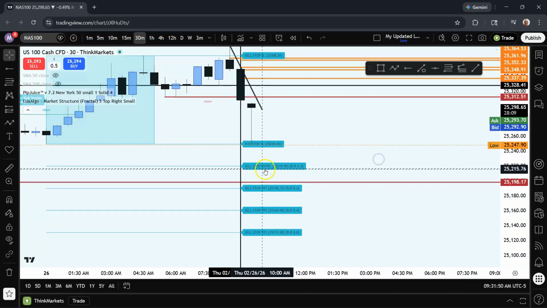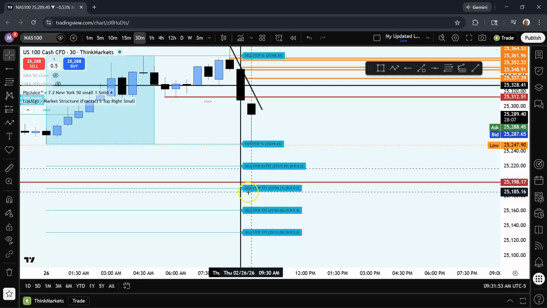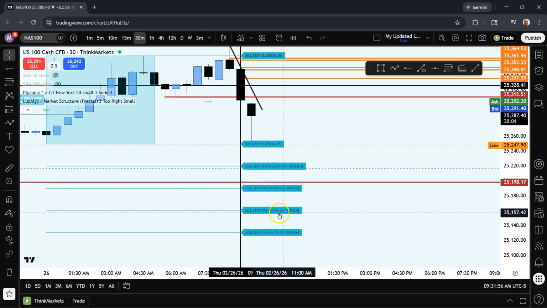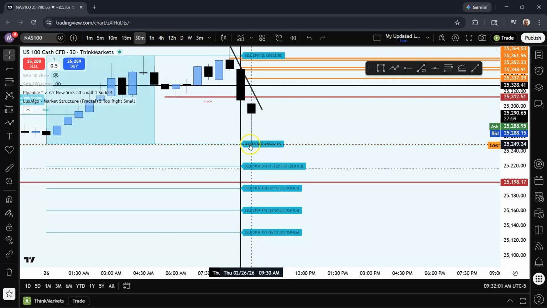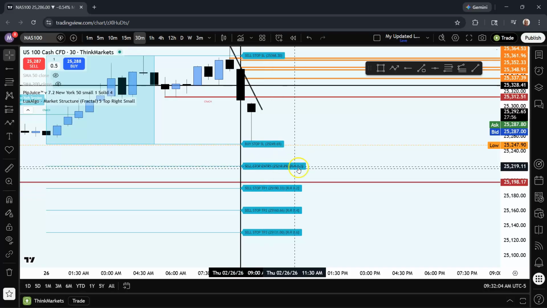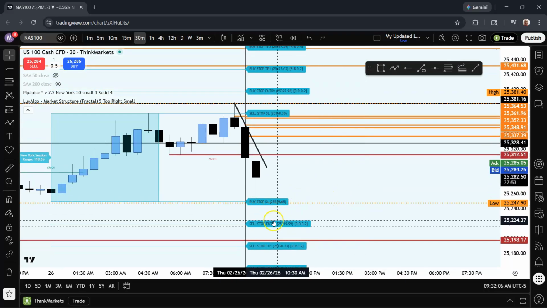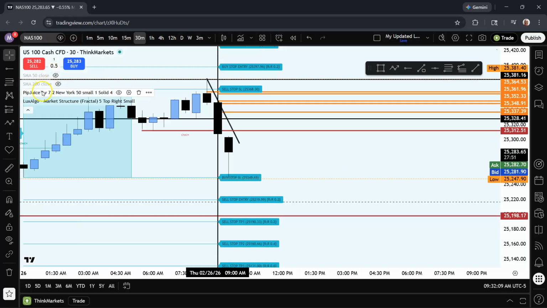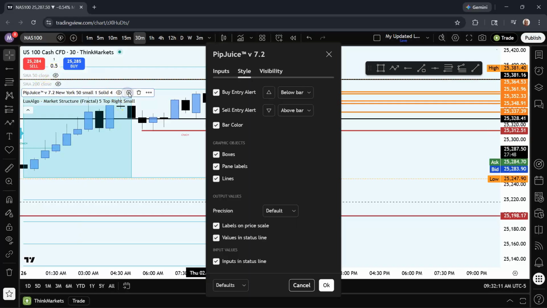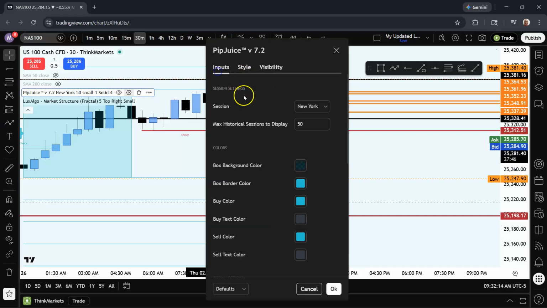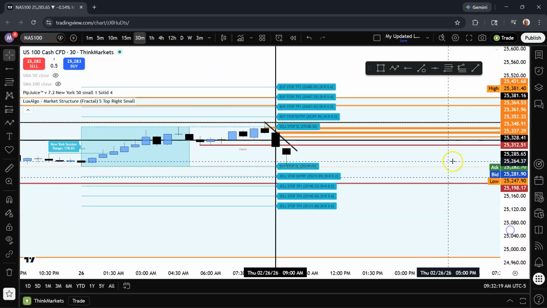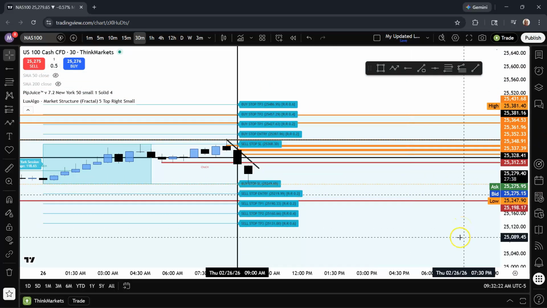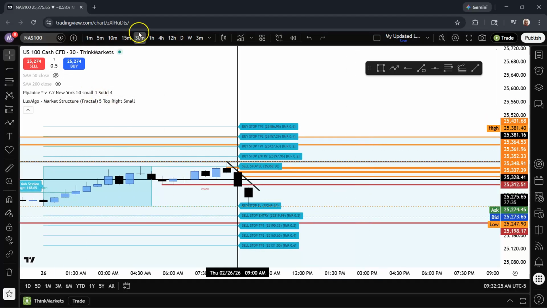As far as if the market comes down here, you might want to place an entry and then shoot for TP1, which is here, to shoot for TP2, then shoot for TP3. So it takes the guesswork out of where your take profits are. It also takes the guesswork out of where you need to enter. Okay, so it's a great tool, but you got to make sure that you're on the New York session. So inputs, New York session. Okay, so that's Pip Juice right there. 30-minute time frame. Let's go back down to the 1 minute.